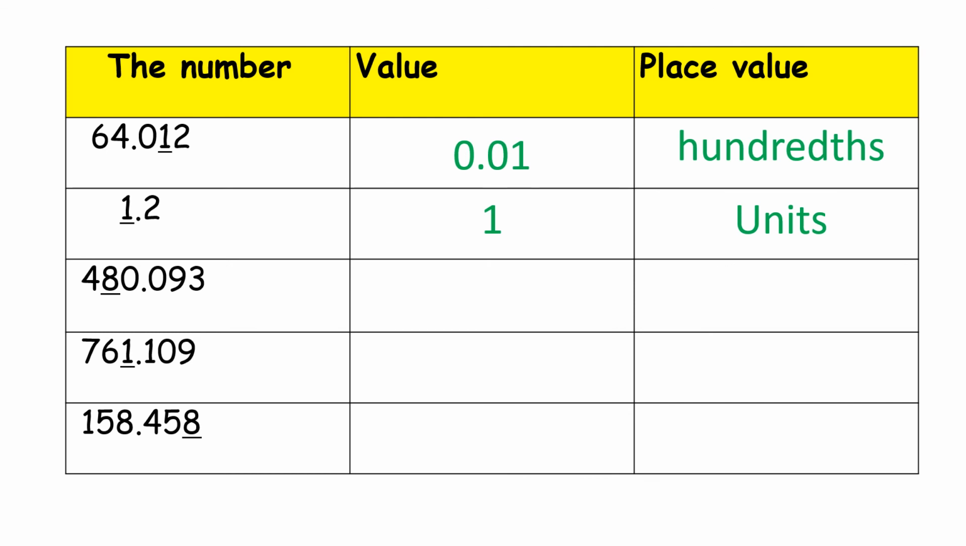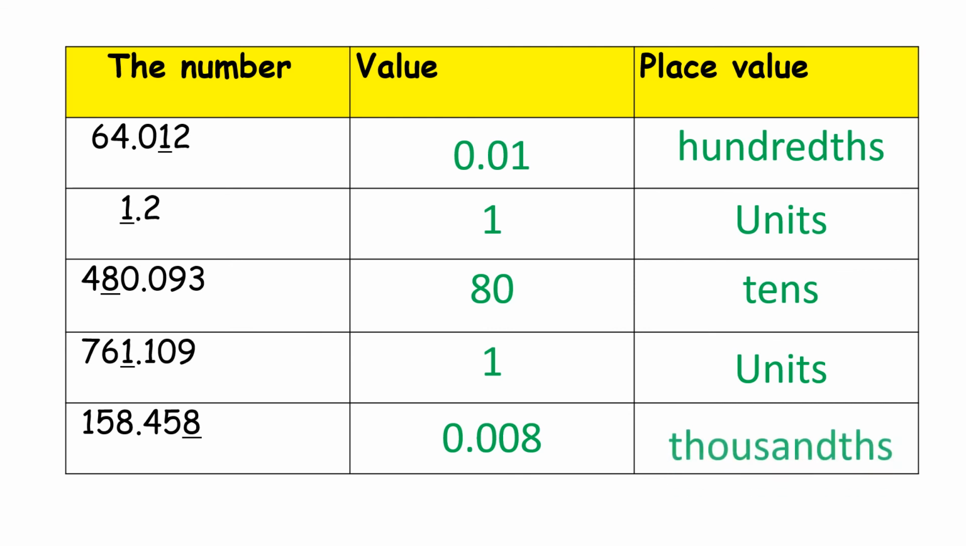480 and 93 thousandths, the value of 8 in the tens place, its value will be 80, and its place value is the tens. 761 and 109 thousandths. Okay, the value of 1 will be 1 also. Why? Because 1 is in the units, and its place value is units. Okay, the last one, 158 and 458 thousandths. The value of 8 will be 0.008, and its place value will be thousandths.